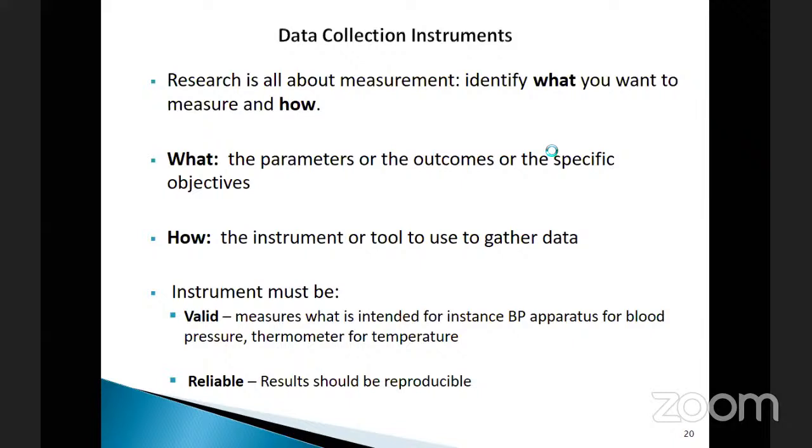The instrument must also be reliable. That is, the results you get from the instrument must be reproducible. If the results are not reproducible, then there is no science. Science talks about reproducibility. If you do it today, you do it tomorrow, you do it in five years' time, you get comparable results. They don't have to be the same, but they should be comparable.